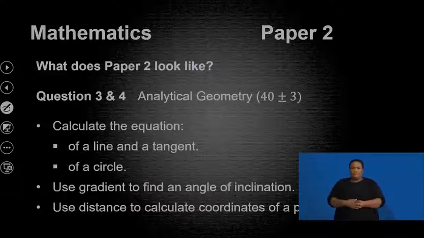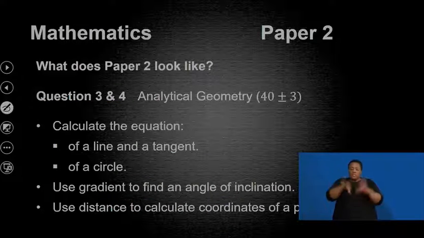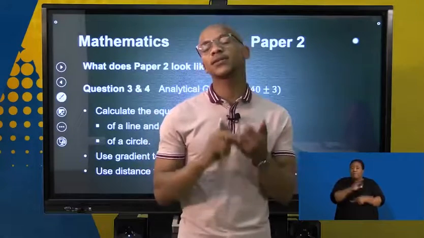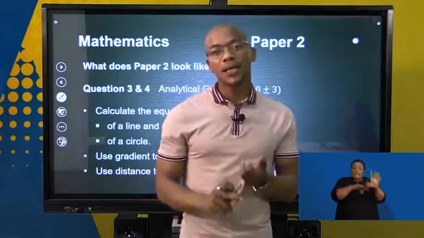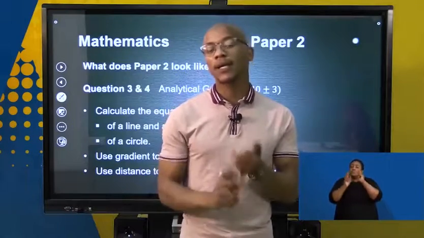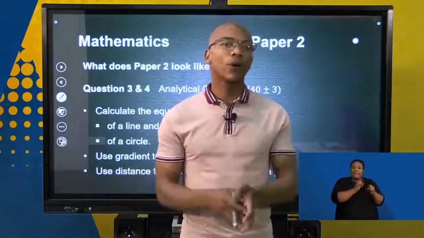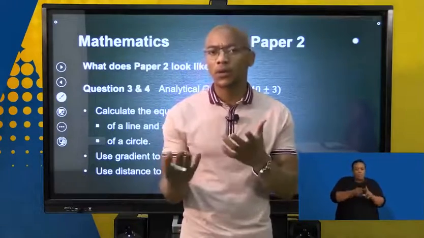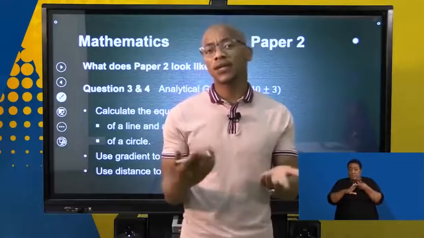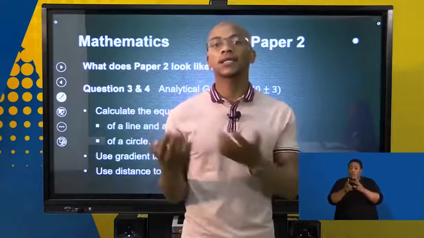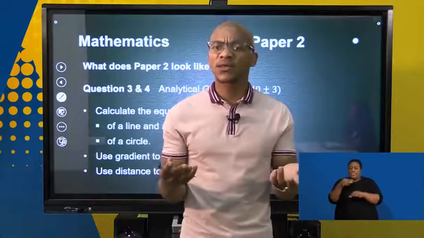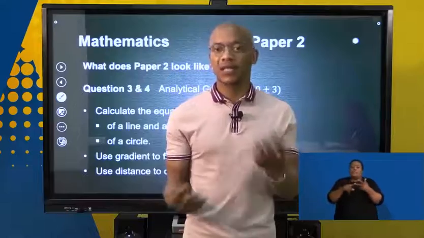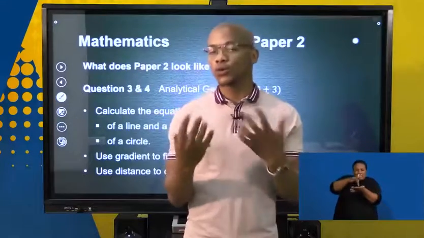And then questions 3 and 4 will be analytical geometry. With analytical geometry, guys, there are always 2 questions. The first one is your grade 11 analytical geometry. The second question is your grade 12 analytical geometry. Grade 11 will be your distance, midpoint, gradient, equation of a line, and angle of inclination. Those are the things you need to know there. The second question of analytical geometry is mostly circle geometry. So you're finding the equation of a circle, the center of a circle, and the radius of the circle. Those are the 2 questions that you're always going to have.